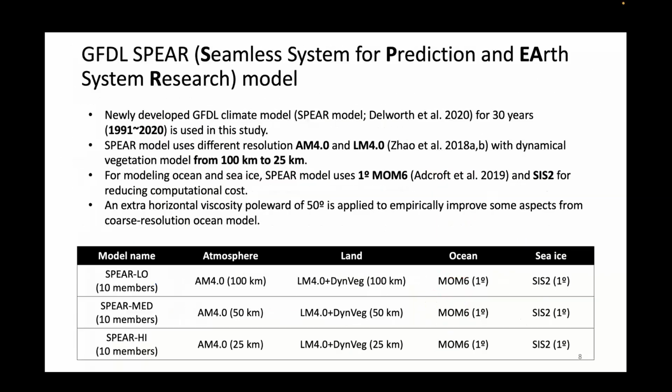I believe it's related to the atmosphere and land resolutions. The names indicate a relatively low resolution model and a relatively high resolution model. Okay, 100 kilometer, 50 kilometer, and 25 kilometer, so to show the scale dependency.